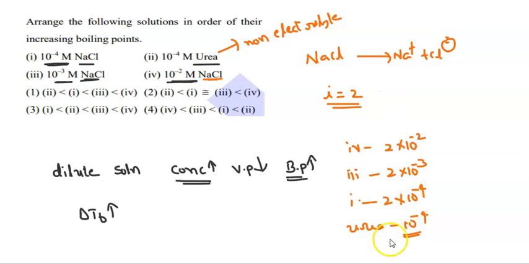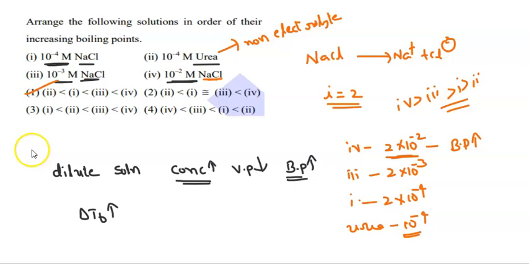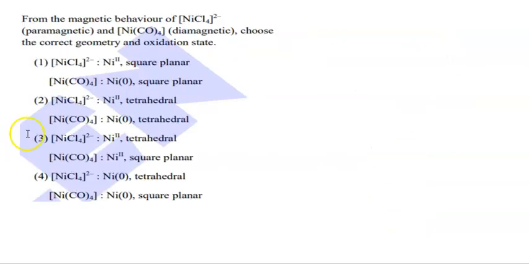So out of all these, the concentration is highest for 2 into 10 to the power of minus 2. Then its boiling point and the elevation in boiling point is high. So 4 is greater than 3, then 1, and then 2. That is the correct answer for this question: 4, 3, 1, 2. It is option 1, which is the correct answer for this given question.